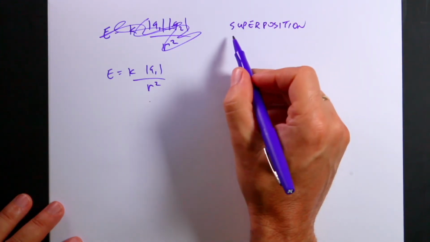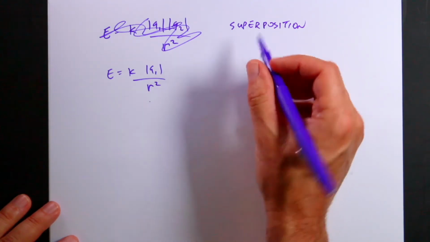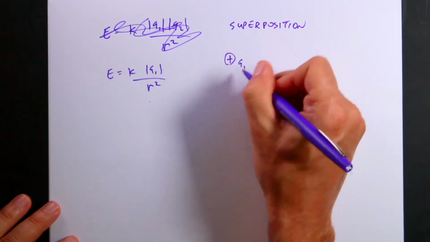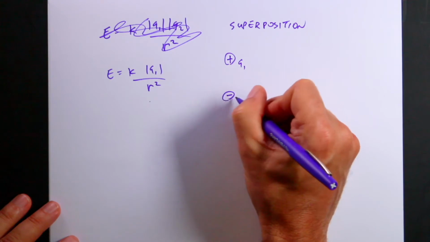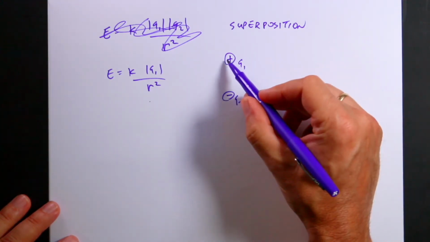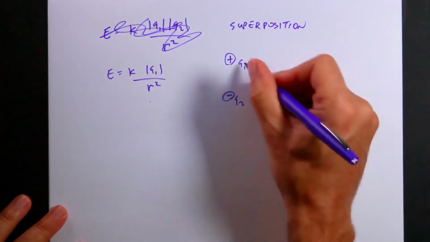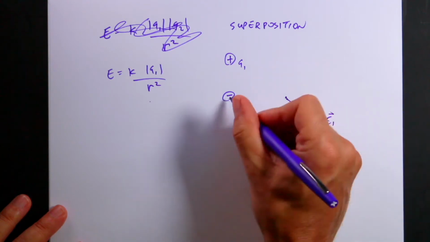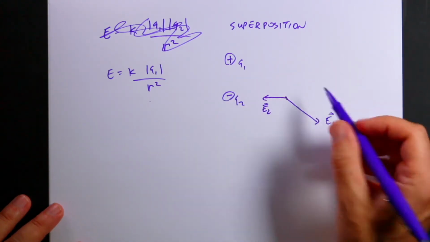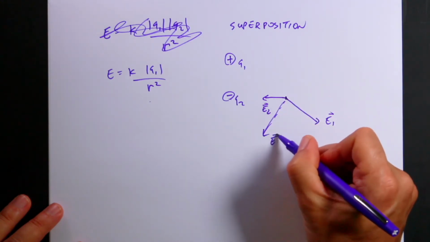This says that the electric field due to two charges is the vector sum of the electric field due to individual charges. If I have this, Q1, and down here I have a negative charge, Q2, and I want to find the electric field right here, well, I can find the electric field due to Q1. It would be like this, pointing away because it's a positive charge, E1. And then the electric field due to that one is this way, E2. And then the total would be the sum of these two, so it would be something like this, E.